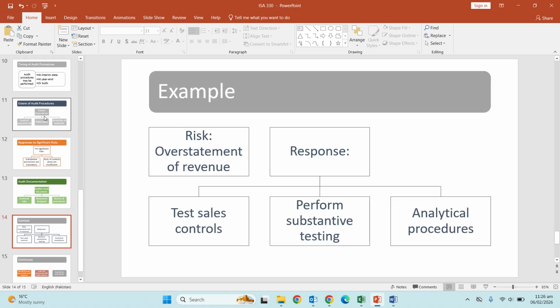So here's an illustrative example. Let's suppose there is a risk of overstatement of revenue. The auditors may test controls over sales, perform substantive testing of sales transactions, and apply analytical procedures to identify unusual trends. This ensures that the identified risk is appropriately addressed.